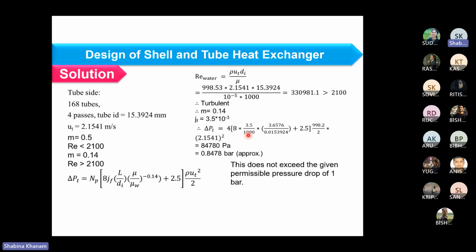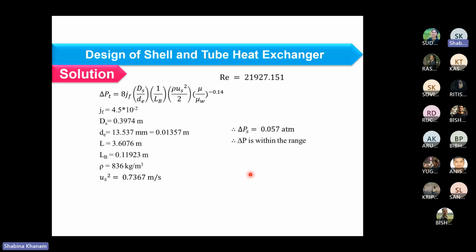the pressure drop, which is coming as 0.8478. If you remember the problem, it is given that 1 bar is permissible at both sides, shell side and tube side. So here it is coming less than 1 bar, so the tube side calculations are okay, and we will proceed to the shell side.